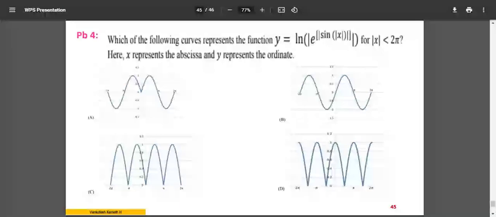Time is running out, 20 seconds. One second.